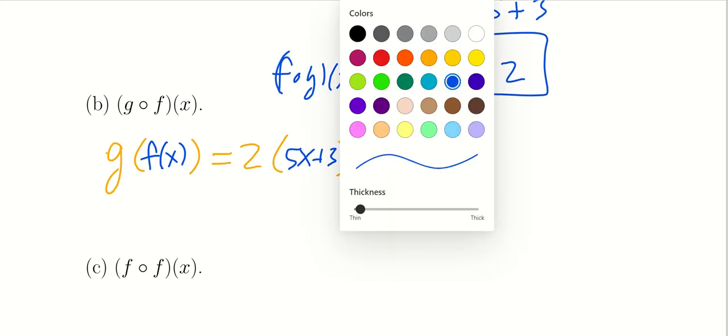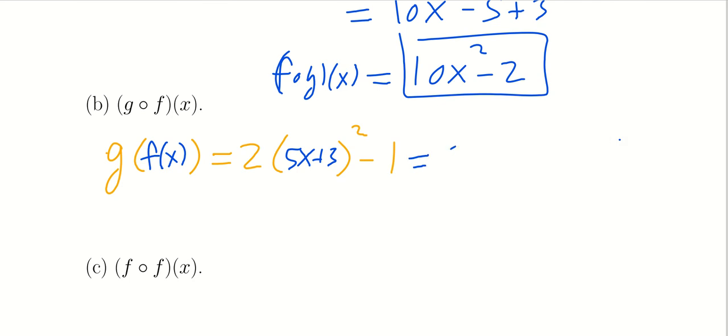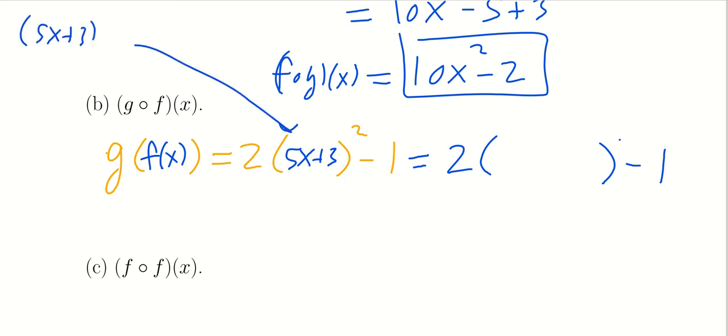And we now want to go ahead and simplify this. This is going to be 2 times, be very careful here. When you square that binomial, that means to do 5x plus 3 times another 5x plus 3. You have to distribute it out or FOIL it. I'm going to skip that part. I'll let you all do that. But that's going to be 25x squared plus 30x plus 9. Like this.